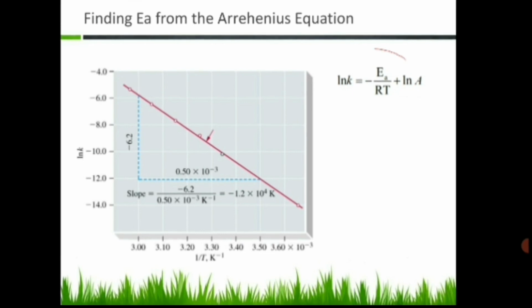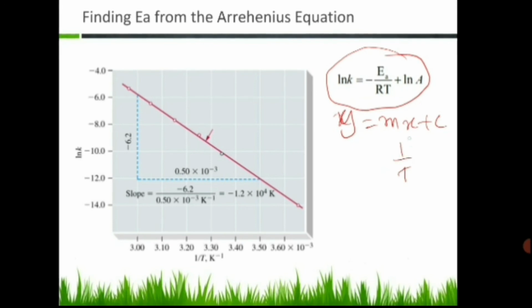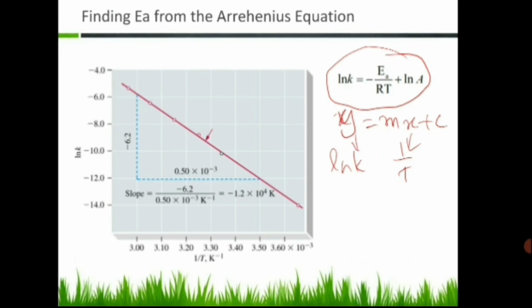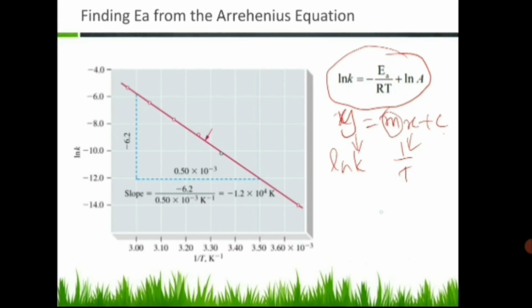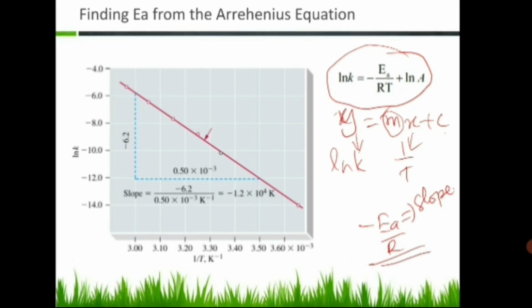If you take this equation, as we have discussed before, you can plot the equation of a straight line, y is equal to mx plus c, where 1 by T will be the x, and ln K could be taken as y, c is the intercept, and m is the slope. So minus EA by R will be the slope. You can plot a graph like this, find out the slope, divide by R, and you will get the activation energy. This is from the graphical method.